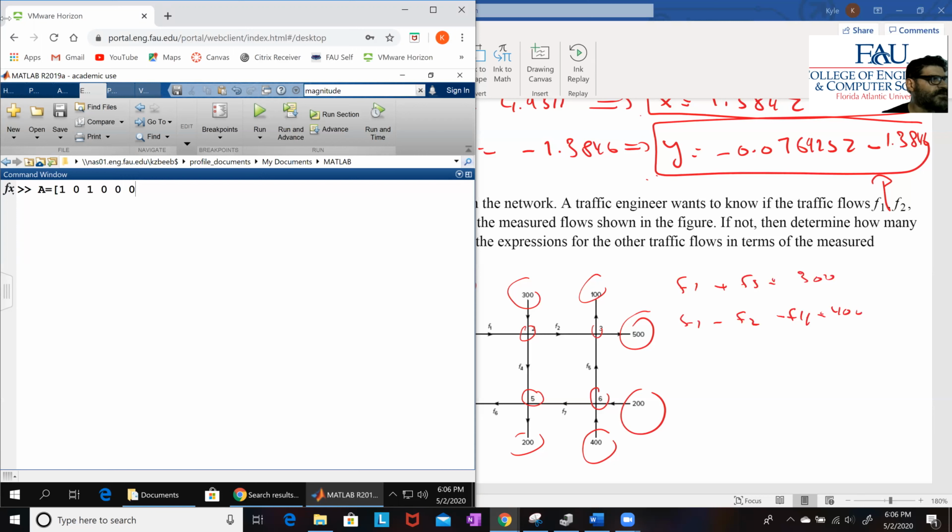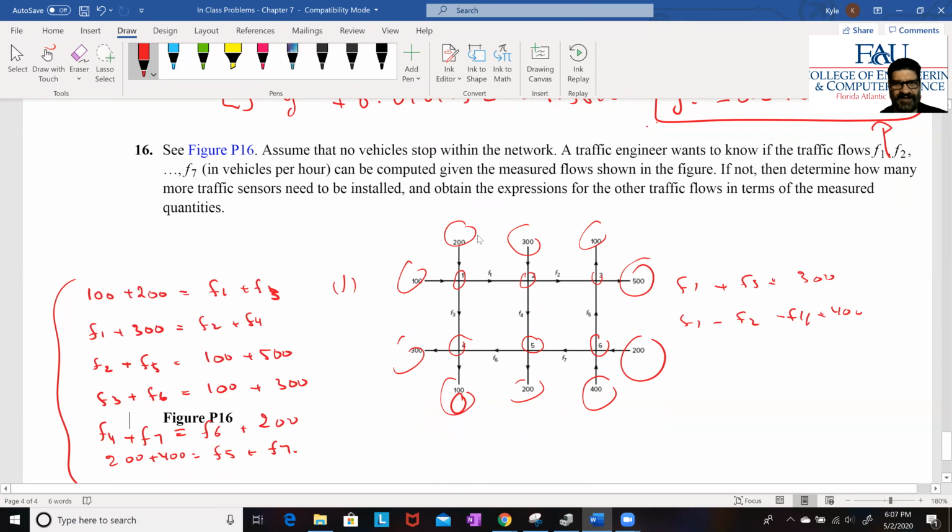I have 1, 2, 3, 4, 5, 6 equations and 7 unknowns, because I have from F1 to F7: F1, F2, F3, F4, F5, F6, and F7. So this is an underdetermined problem. Maybe we want to do everything as a function of F7. So maybe we need to put another sensor at F7. But let's see what we get first.